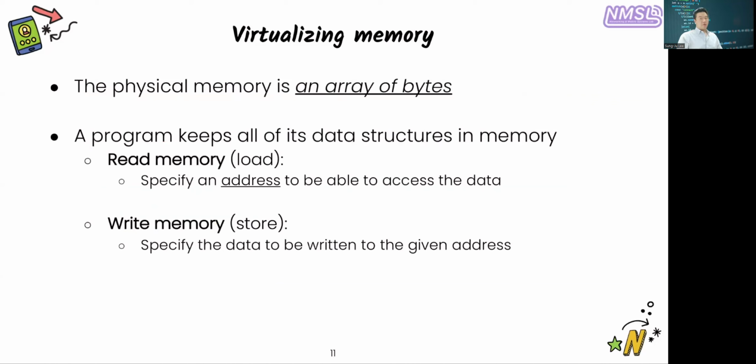Let's look at how to virtualize memory. Now, the actual physical memory is really an array of bytes. A program will keep all of its data structures in memory. To read, basically to load, it specifies an address to access the data. When you write, you're actually storing, so you specify the data to be written to the given address. So you read from an address and you write to a certain address.